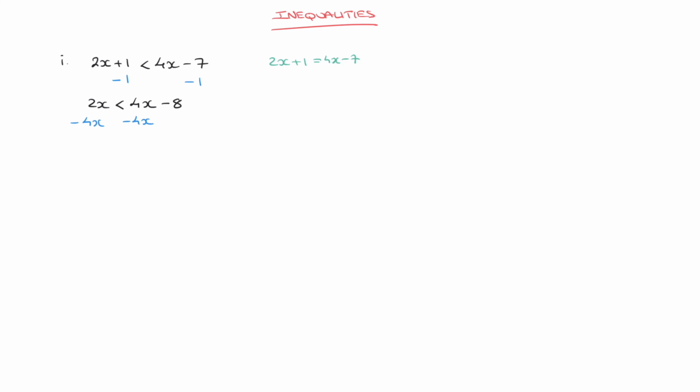So now on the left-hand side, I'll have 2x minus 4x, so that's negative 2x, which is less than 4x minus 4x. Well, 4x minus 4x is 0, minus 8, so that's just negative 8. Finally, I need to get rid of this negative 2, which is multiplying the x, and to do that, I'm going to divide both sides by negative 2.